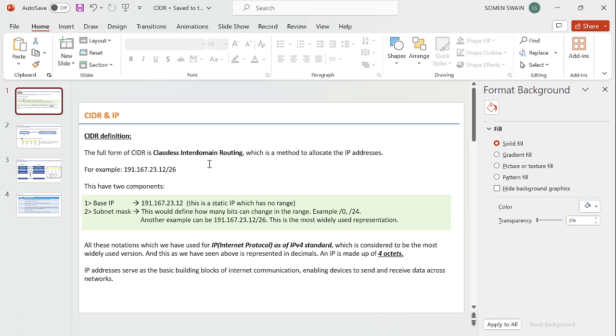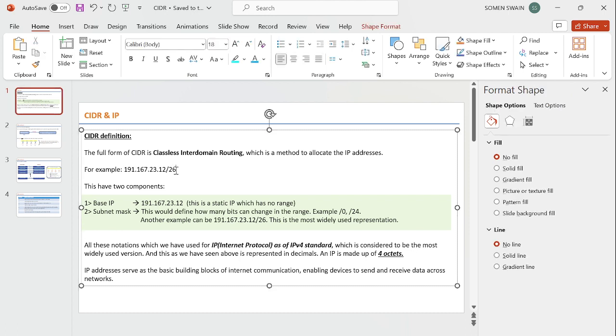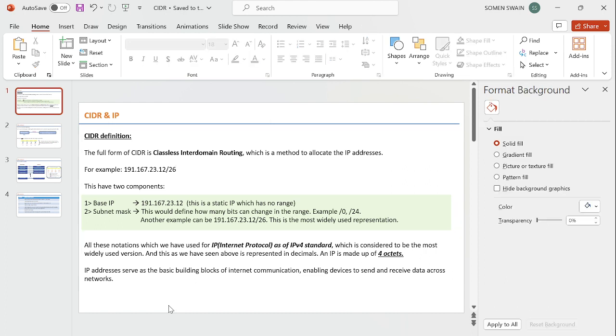CIDR is nothing but classless inter-domain routing, which is all about doing a certain kind of IP allocation. And over here, CIDRs are always represented in certain formats, as we can see over here. It will always have a certain kind of format like /26, /27, things like that. So it is actually a combination of two things: one is the base IP and another one is the subnet mask. Your subnet mask provides that particular range.